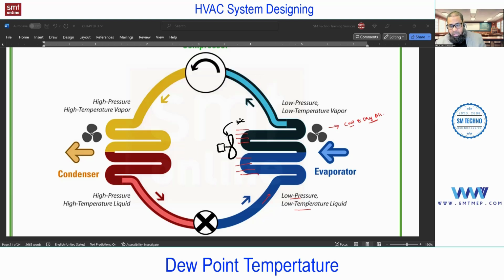In an air cooler, you will not get latent cooling, you will get only sensible cooling. So latent cooling means the temperature is less than or equal to the dew point temperature. It means that when the refrigerant is flowing, the temperature of the refrigerant is less than or equal to the dew point temperature. So when the refrigerant is flowing inside this coil and air is thrown on the coil, the surface temperature is less than the dew point temperature of that air.